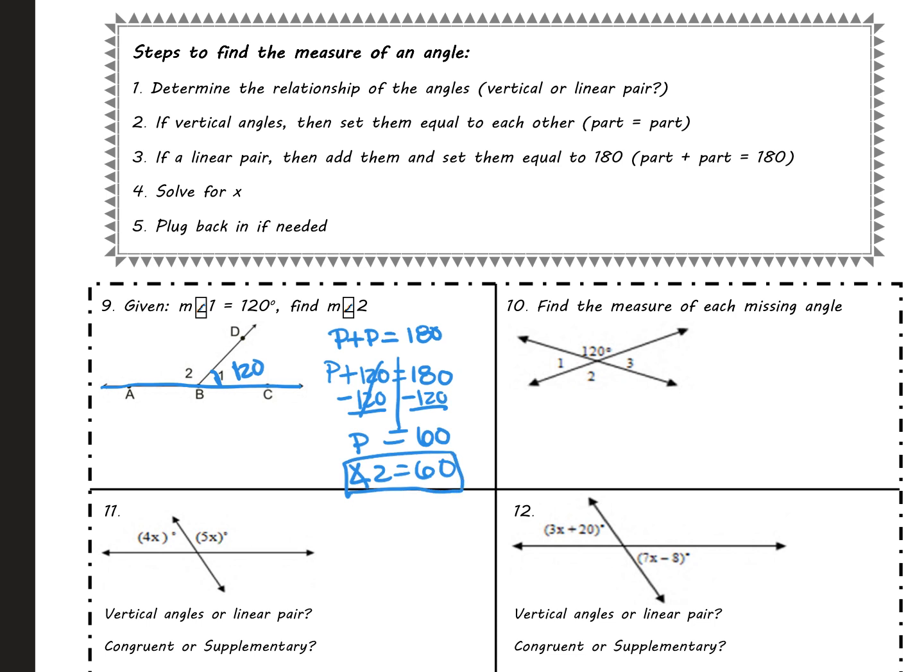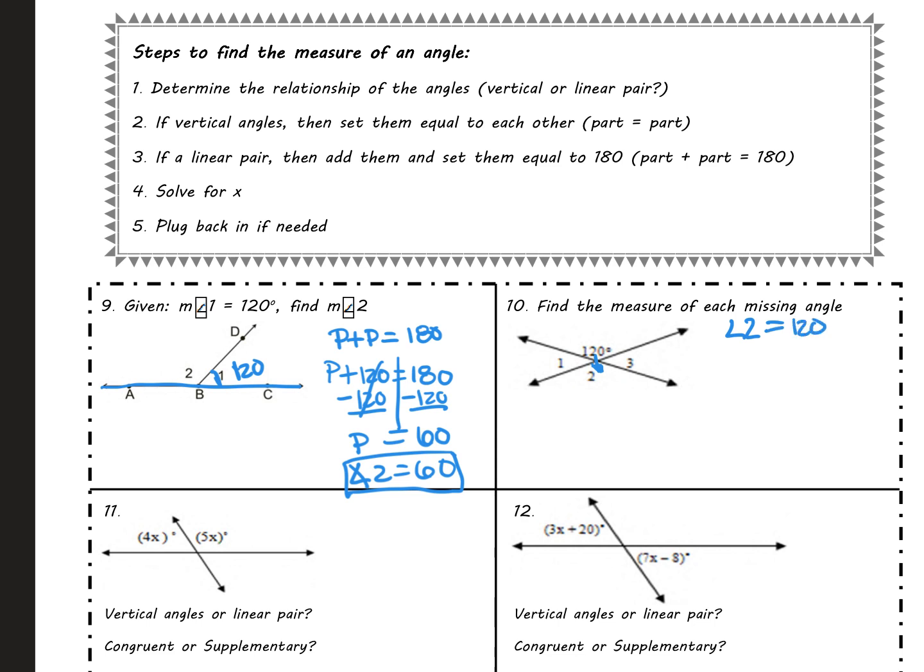And so then moving on to the next one, it says find the measure of the missing angle. And so we are trying to find the measure of the missing angle. And we're gonna go ahead and find all the angles here. So the first property that we're gonna use is our vertical angle property. We know that this 120 is opposite of a vertex with angle 2. So therefore we can assume that angle 2 is also gonna be 120.